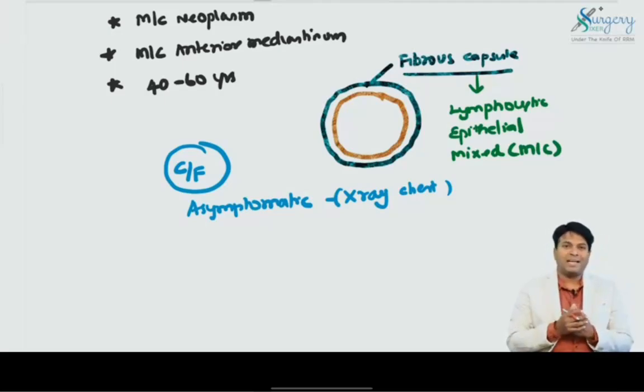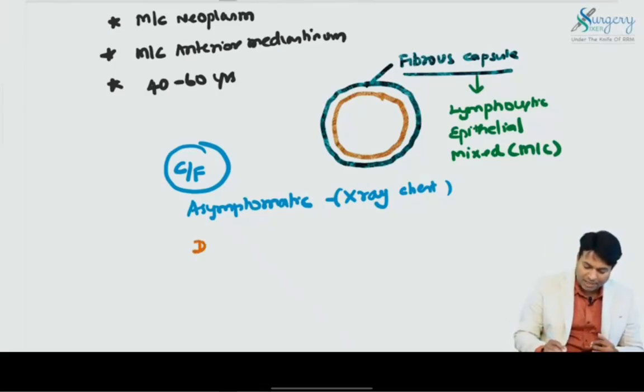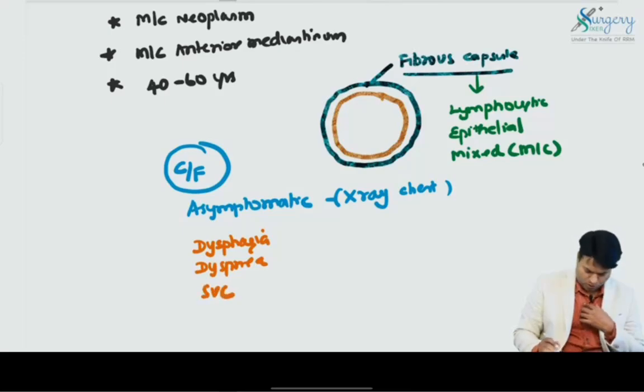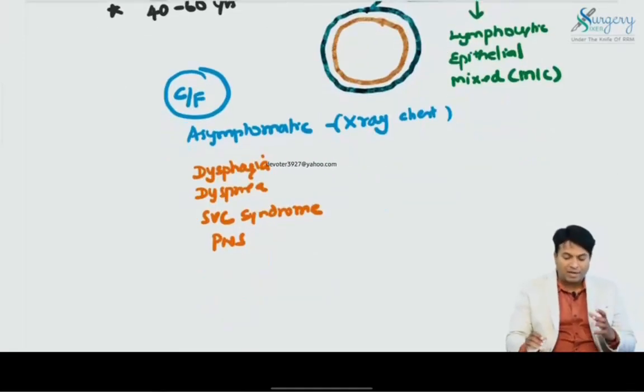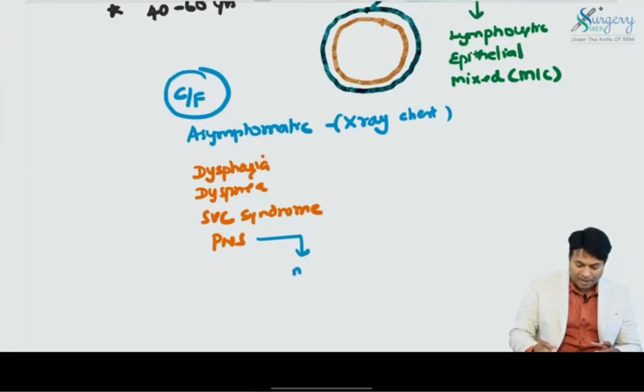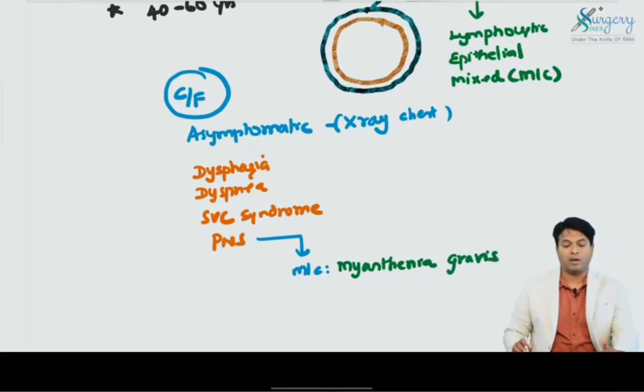There is a mass in the anterior, extending to the superior mediastinum. If at all it is going to cause symptoms, it can cause dysphagia, dyspnea, SVC syndrome, and it can cause paraneoplastic syndrome. This is an MCQ here. Paraneoplastic syndrome is very common in thymoma. What is the most common paraneoplastic syndrome in thymoma? It is myasthenia gravis. Please don't forget, myasthenia gravis is the most common paraneoplastic syndrome in thymoma.